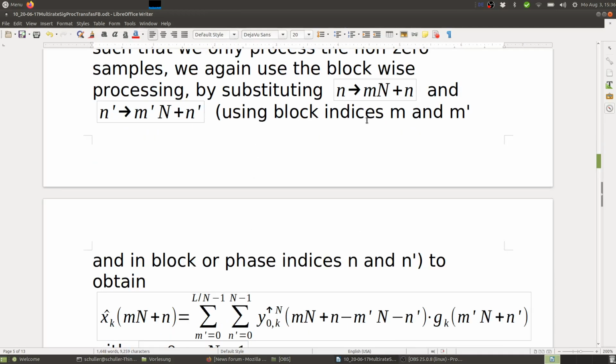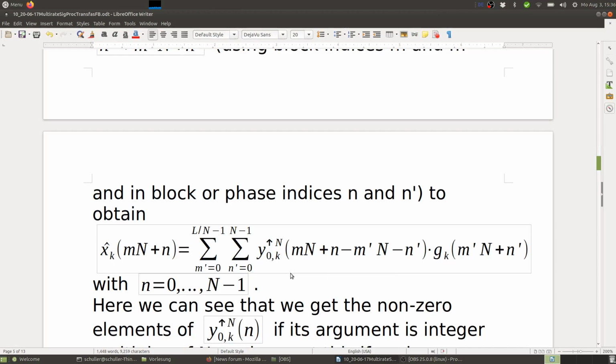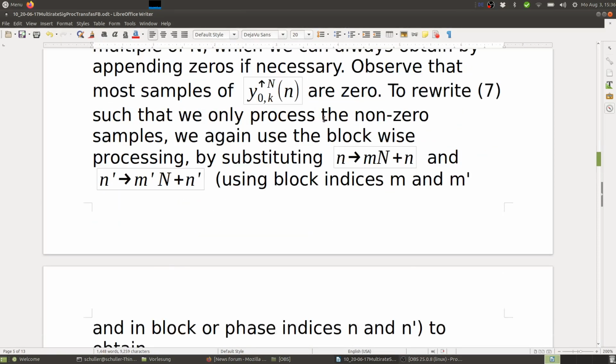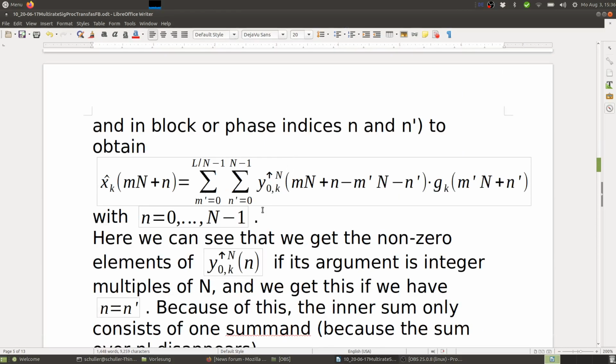Yeah, so we use those block indices m and m prime, and in-block or phase indices n and n prime. And then we obtain this double sum, right? So now it makes it a little bit more complicated. Instead of having just this one sum going over the entire filter length, we now have two sums. The first goes over the in-block index for each block, and then the outer sum goes over the blocks, right? But it's basically the same. We just have two indices instead of one, and we have the same range as before. So we have the same number of summands.